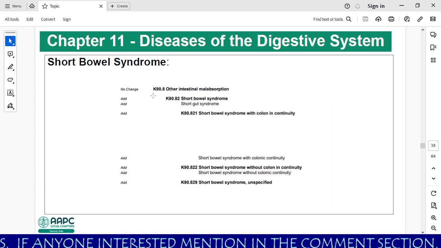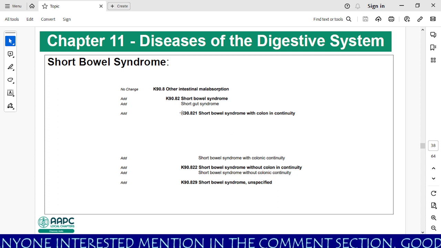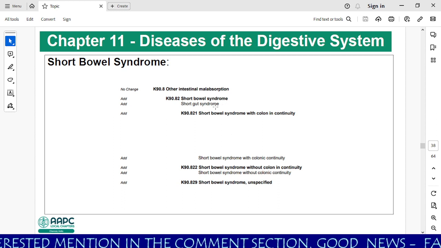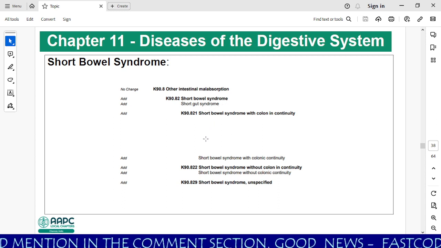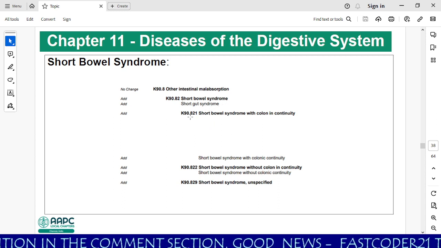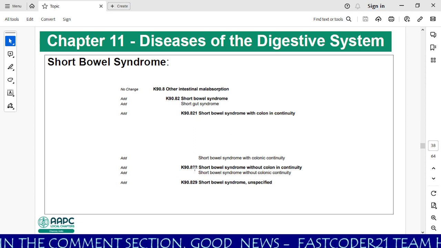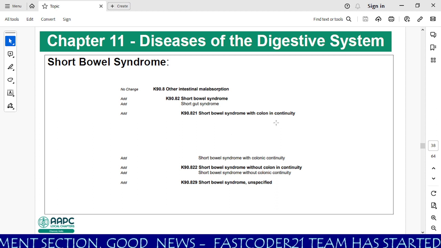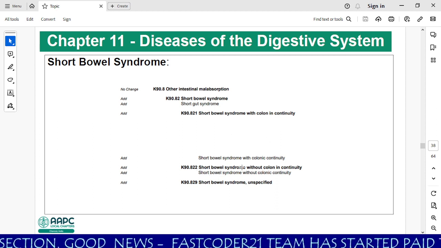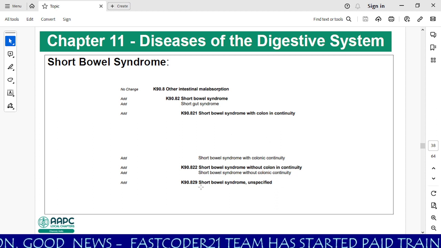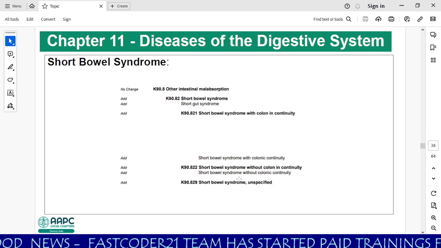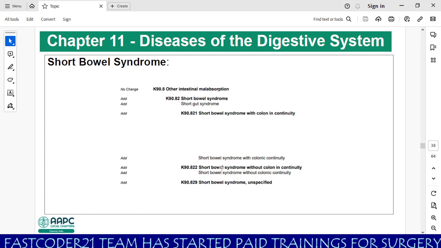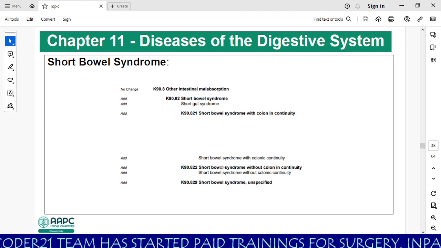So for categories not changed, K90.8. They have added new subcategory codes K90.82 short bowel syndrome, short gut syndrome, and K90.821, 822, 829. 821 is short bowel syndrome with colon in continuity. Next one is 822, short bowel syndrome without colon in continuity, 829 short bowel syndrome unspecified. So basically this K90.8 category is a new CC now for inpatient coders.